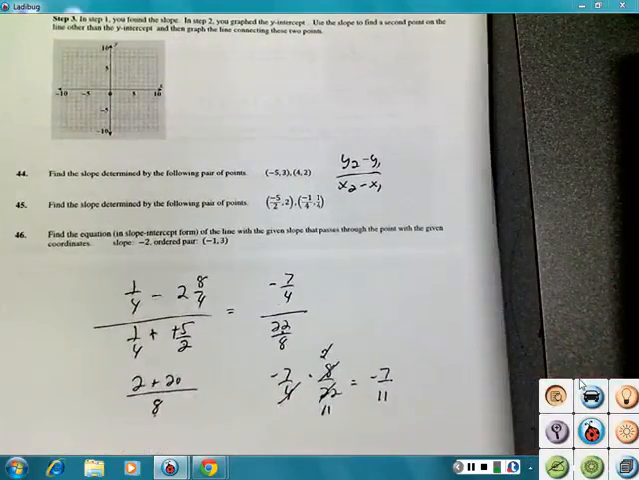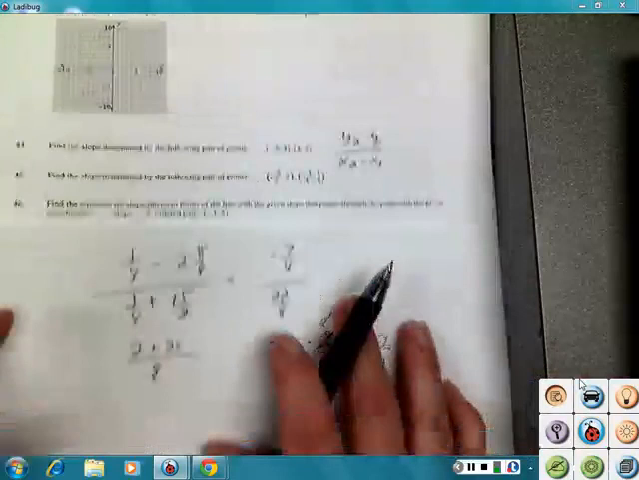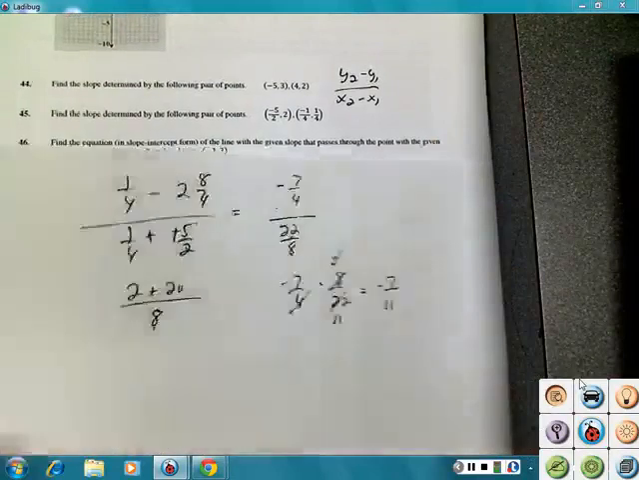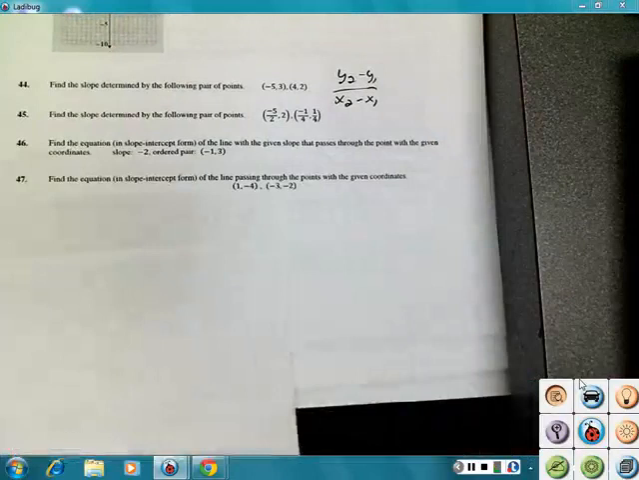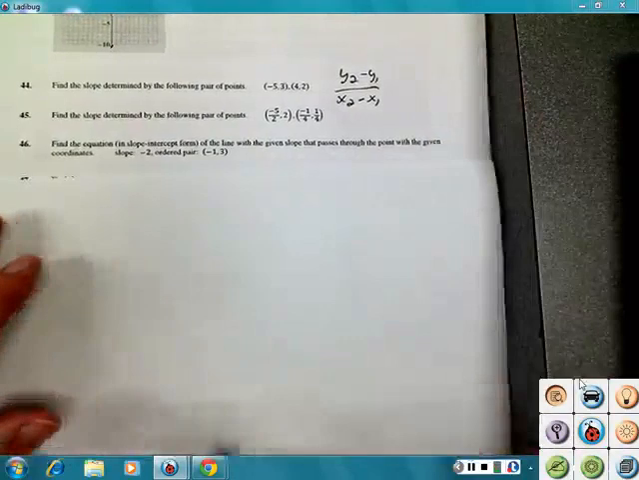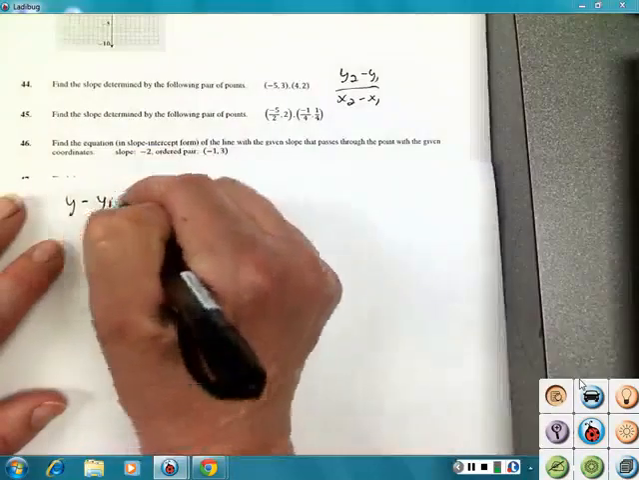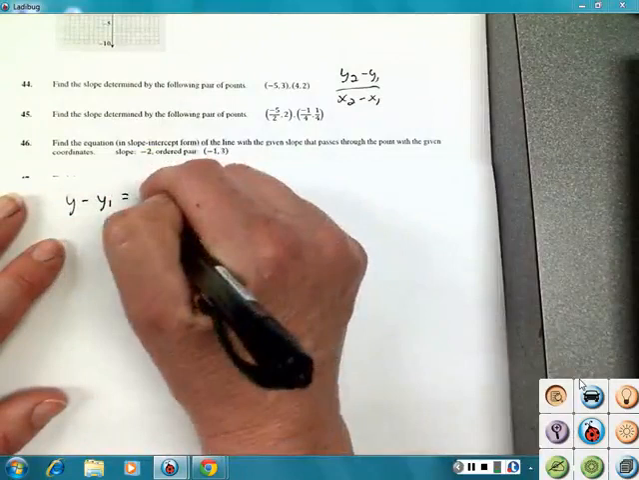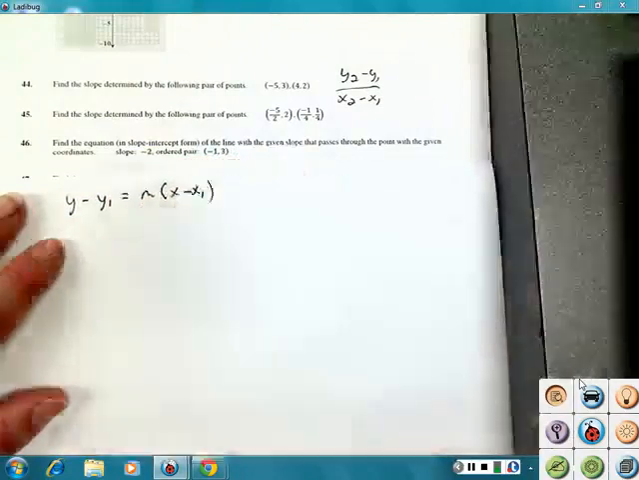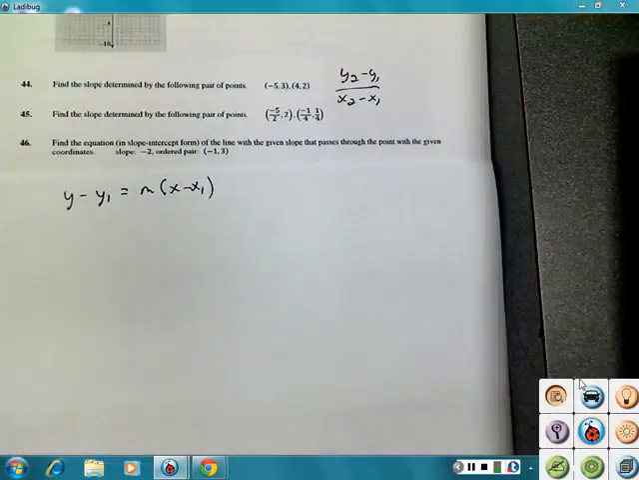Find an equation of a line. The slope-intercept form of a line with the given slope that passes through the point with the given coordinates. So in this one, I need my point slope formula. Do I know what that is? What's my point slope formula? Y minus Y1 equals M times X minus X1. Perfect. Yep.